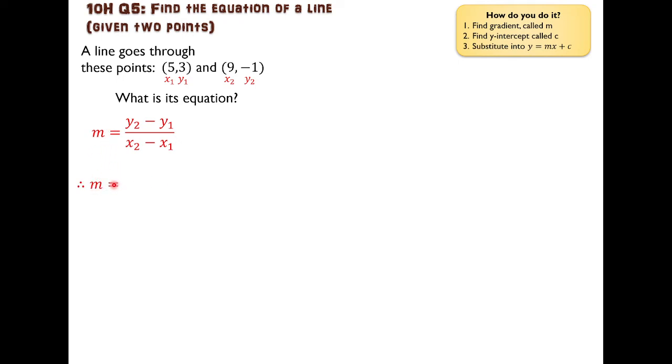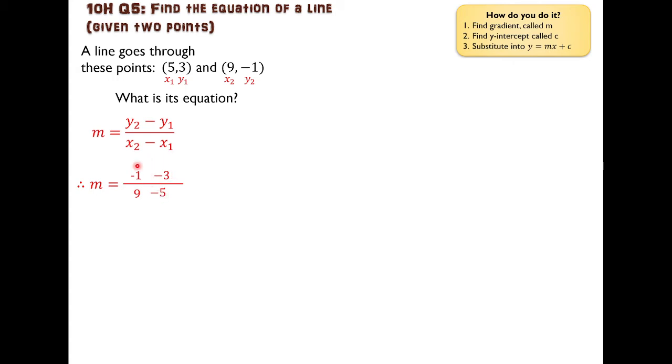Copy down the m, copy down the equals, put the fraction line in. y2 I'm going to replace with -1. And then I can put my equal sign. I can do minus, subtract, replace y1, which is 3. On the bottom, I've got x2, which is 9, a minus sign, x1, which is 5. So that minus sign copies down here, x1, replaced with 5, goes here. That's not so bad. It's just replacing.